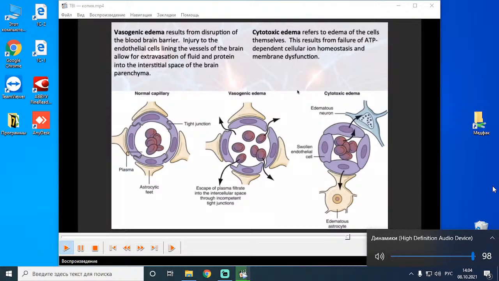Vasogenic edema results from disruption of the blood-brain barrier. Injury to the endothelial cells lining the vessels of the brain allows extravasation of fluids and protein into the interstitial space of the brain parenchyma. Cytotoxic edema refers to edema of the cells themselves. This results from failure of ATP-dependent cellular ion homeostasis and membrane dysfunction.